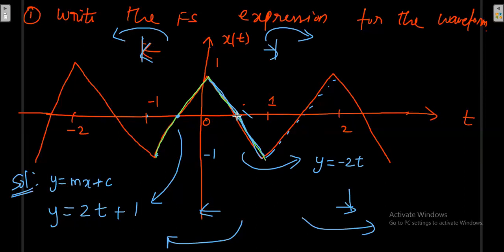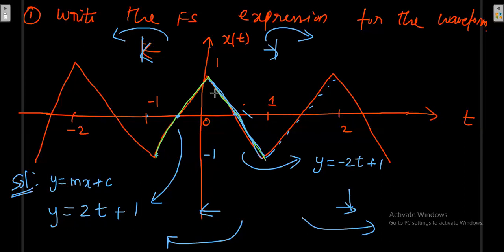Or otherwise, when you are at 0.5, your value should be 0. So if you substitute 0.5 here, you will get -1. Again, to get 0, you have to have a +1 here. So the equation of this line is -2t + 1.